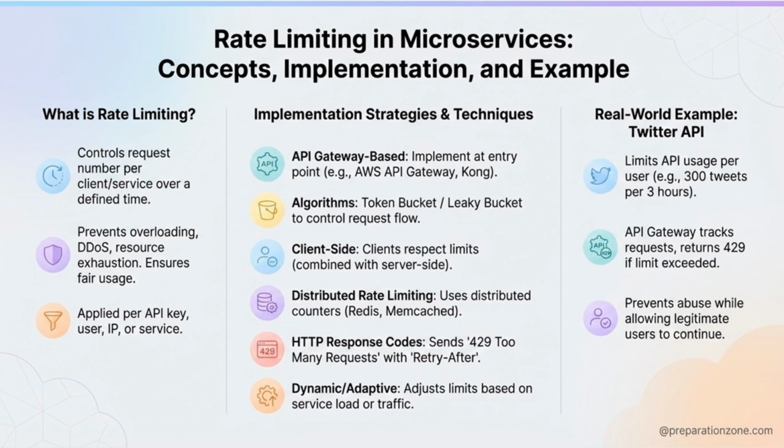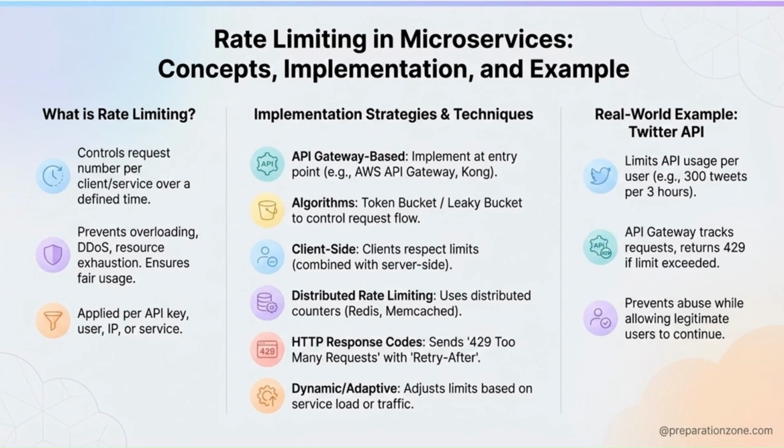How does it work? We can apply limits per user, per API key, per IP, or even per microservice, whatever level of control we need. Where is it enforced? Most of the time, the API gateway, like Nginx or AWS API Gateway, handles the rate limiting before traffic reaches your services.